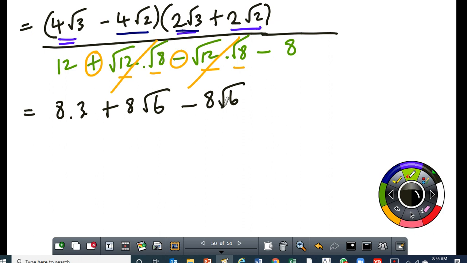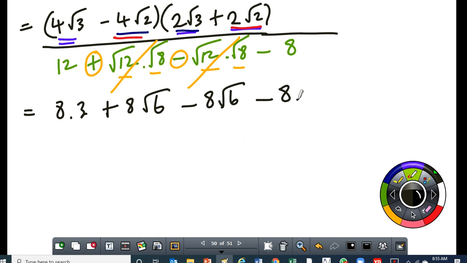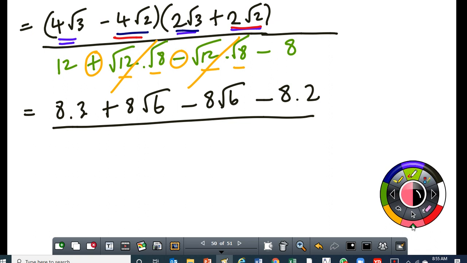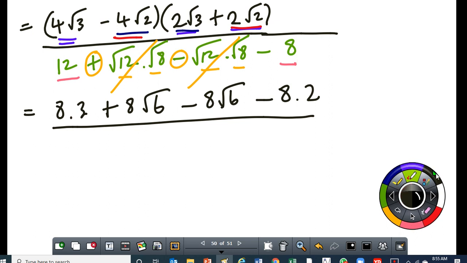And then the last part, it will be multiplying that by that. So minus 4 times positive 2 will give us minus 8. Square root of 2 times square root of 2, that's a 2. So this is all over. Now here in the denominator, I'm now left with this 12 and that 8. But the 8 is negative. So my final answer in the denominator is going to be 12 minus 8, which is a 4.